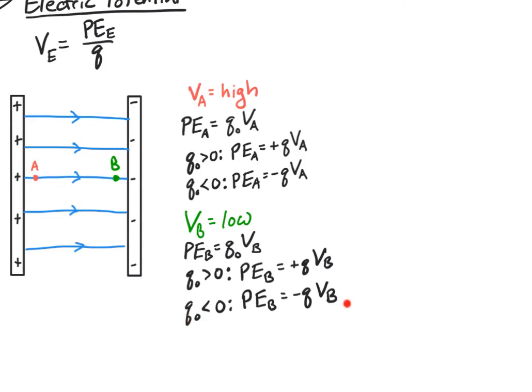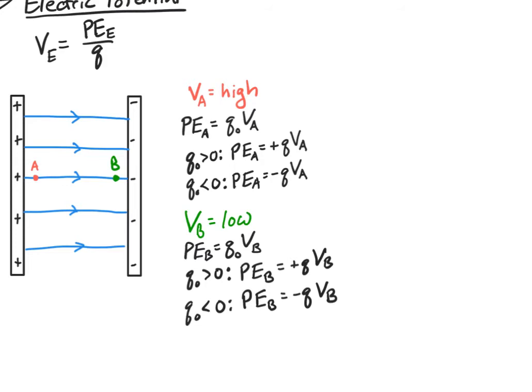But if I look at the second row, if I place a negative charge here, I have a negative charge times a low potential. Well, that gives me a negative number times a small value. You might think, well, but I should have a large amount of potential energy, not just a small negative amount of potential energy.